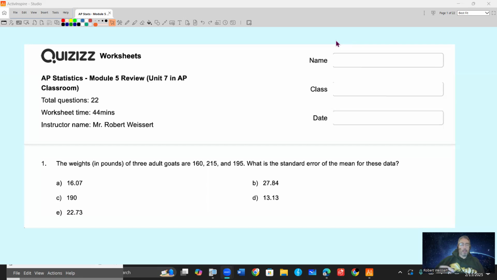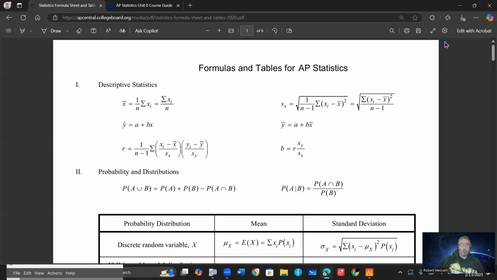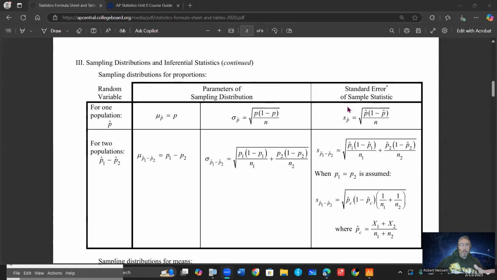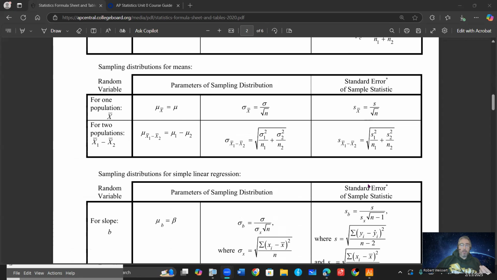So let's look at the weights in pounds of three adult goats that are 160, 215, and 195. What's the standard error for this mean for the data? So first thing you got to know is what's the standard error formula. So let's look that up on the formula sheet. When you get your formula sheet, you'll want to turn to the flip side, and you have your standard error formulas over here. You have the proportions, one and two samples, but we're talking about means, specifically just one set of one population. So we're talking about this S over the square root of n.